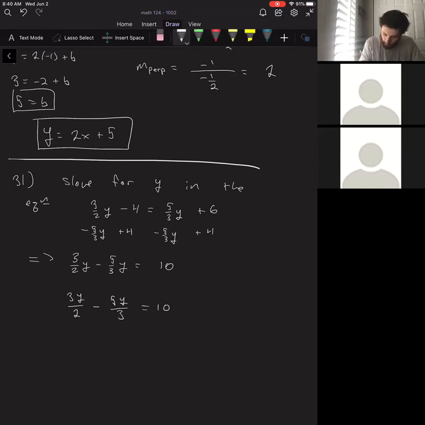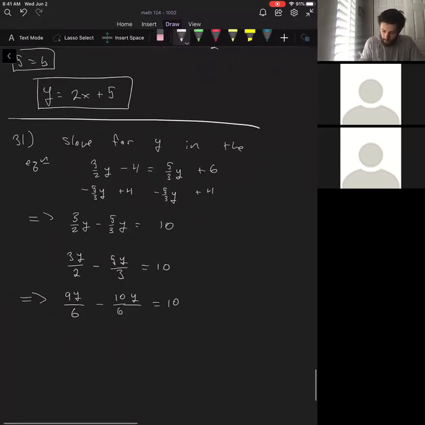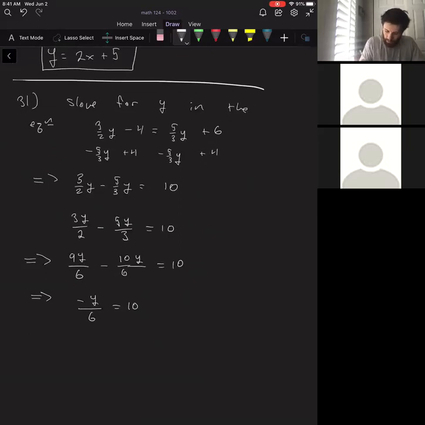So we put a 3 on the bottom and top of the left, giving 9y over 6. Then we put a 2 on the bottom and top over here, so 10y over 6. That's all we did here, just get a common denominator. Now we can subtract the tops: 9y over 6 minus 10y over 6. So 9y minus 10y is just minus y. So we have minus y divided by 6 is equal to 10. Then we multiply by minus 6 on the other side, so we get y is equal to minus 60.